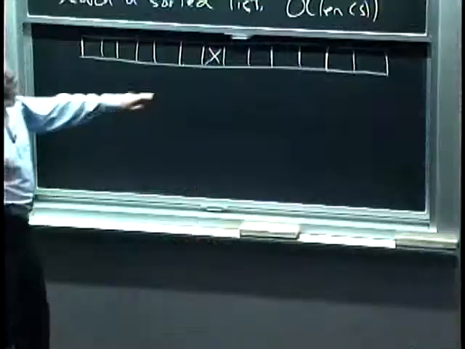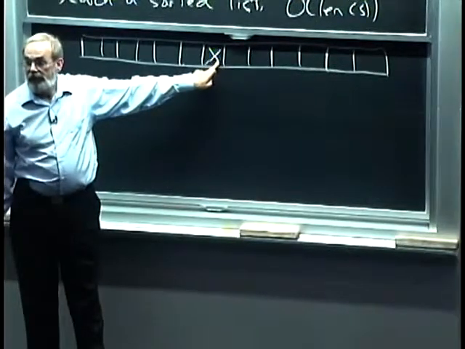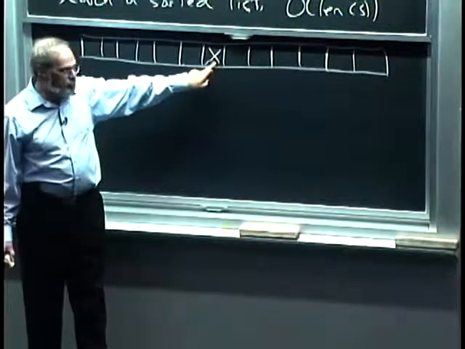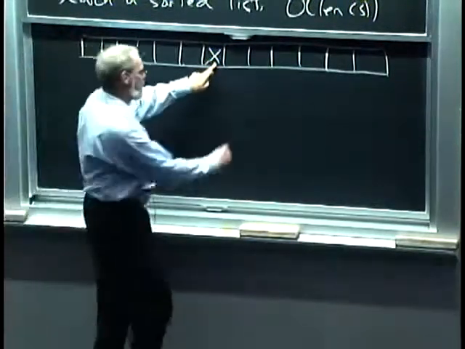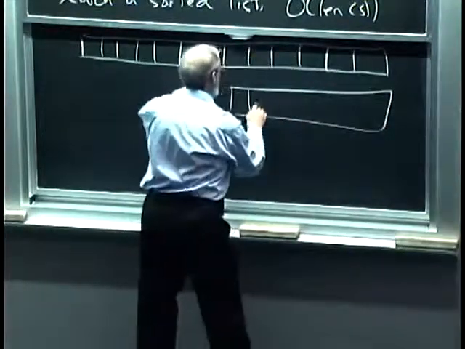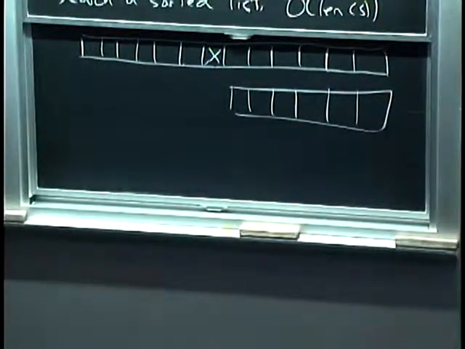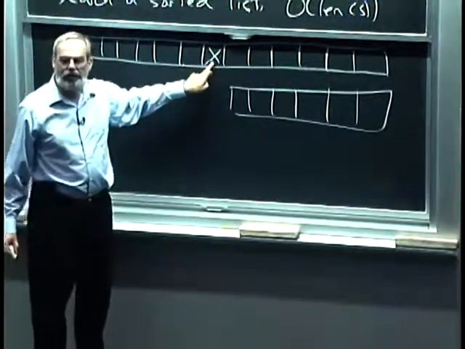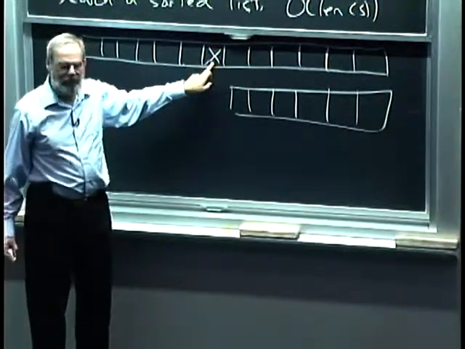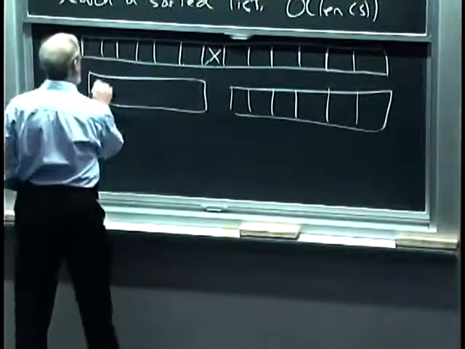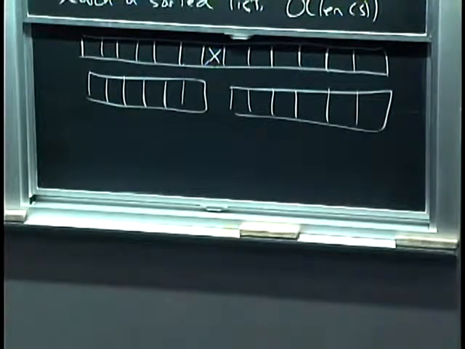Well, I could look at the value here and compare it to the value I'm trying to find and say the following. If the value I'm looking for is bigger than this value, where do I need to look? Just here. Can't possibly be there because I know this thing is ordered. On the other hand, if the value I'm looking for is smaller than the value I see here, I just need to look here.